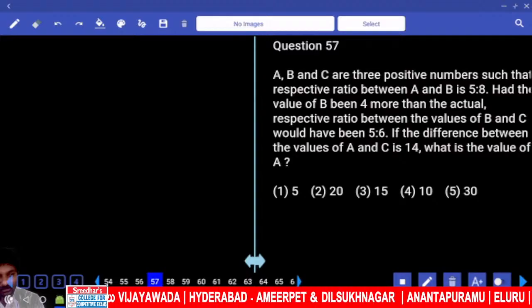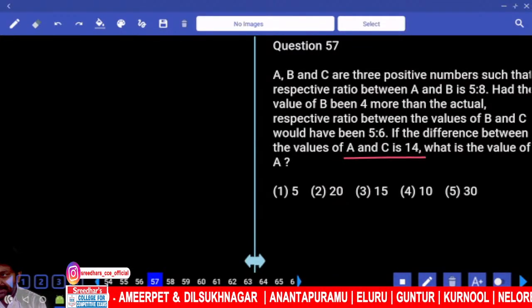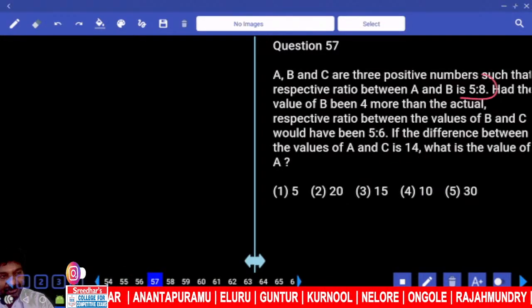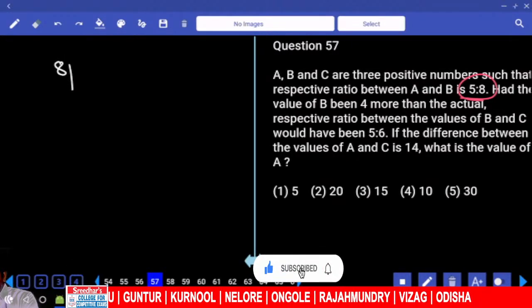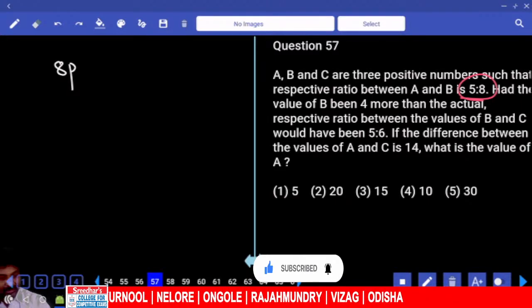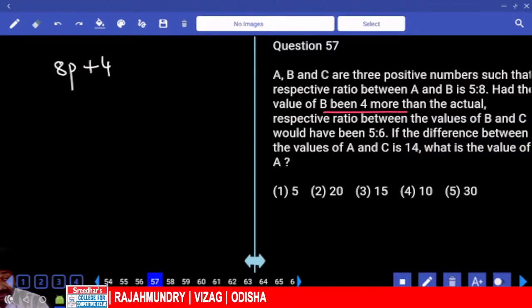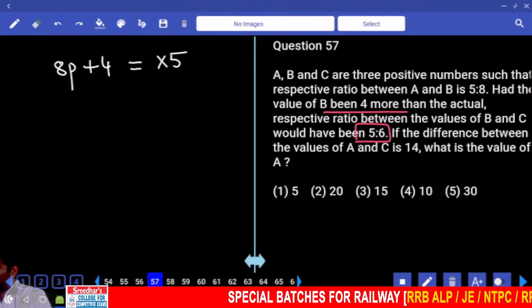There is a verification how to calculate that. Let me tell you. Difference between A and C is 14. I'll tell you. From this ratio, first ratio, what is B value? 8 parts is original value of B. Correct? When you increase B value by 4, then the ratio between B and C becomes 5:6. That means it should be a multiple of 5. Are you okay? 8 parts plus 4 will be a multiple of 5.